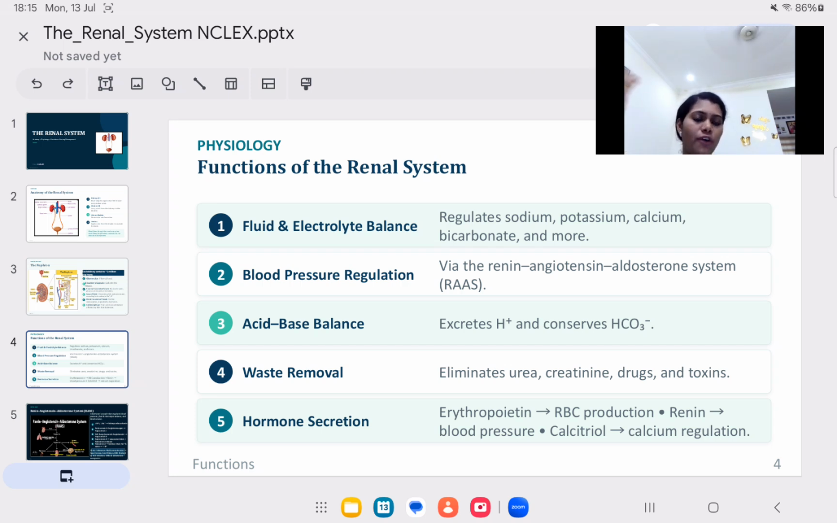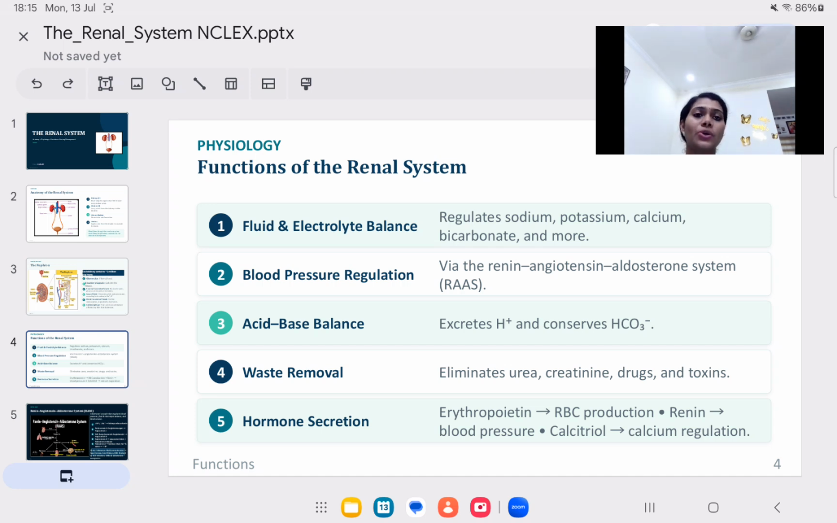And due to the excretion of acid, and bicarbonate being conserved in our body, acid-base balance is also happening by the renal system. The acids are excreted through our kidney, through the urine, and bicarbonate is retained in our body. So the acid-base balance, the neutral level, is maintained in our body. Am I clear to you?